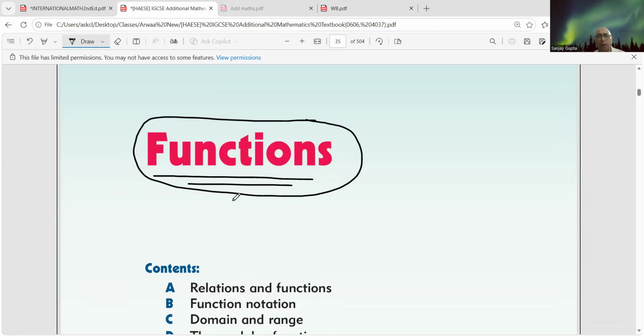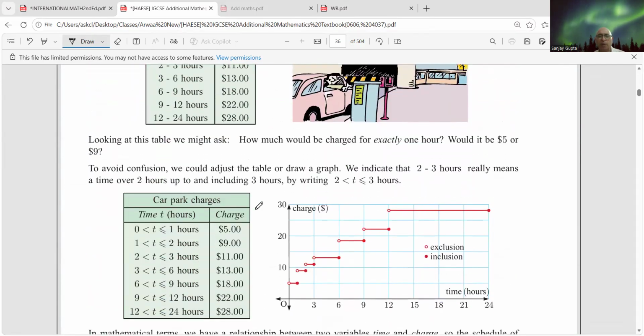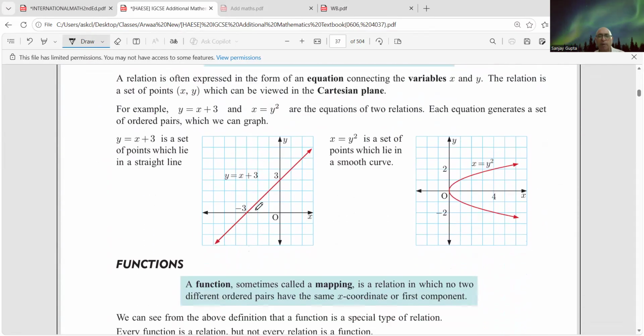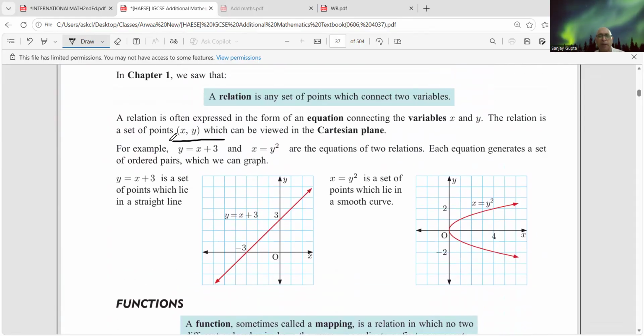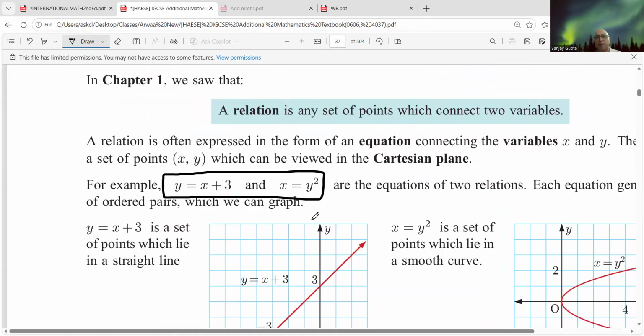So let's look at what is a relation and when a relation is called a function in mathematics. What I'm going to do is first show you y is equal to x plus 3 and x equal to y square. Now what are these called in mathematics? We have two variables x and y for which I have given a relationship. This is how we define the relationship in mathematics.